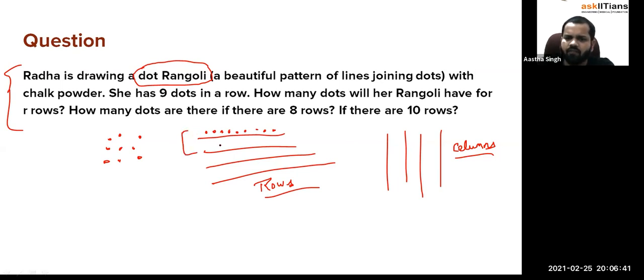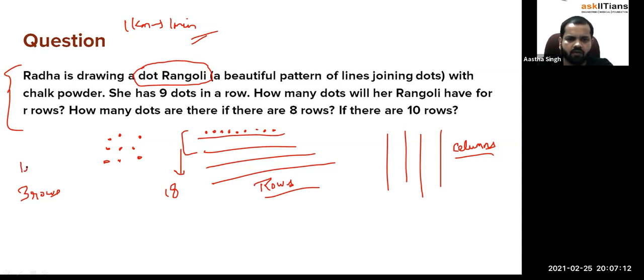Just tell me, if there are only 2 rows, how many dots will there be? 9 in one row, then 9 in another row. Definitely 18 if there are 2 rows. If 3 rows are there, the question is very similar to the previous one we have done, that 1 kilometer in 1 minute one, right? So this question is much similar to that.